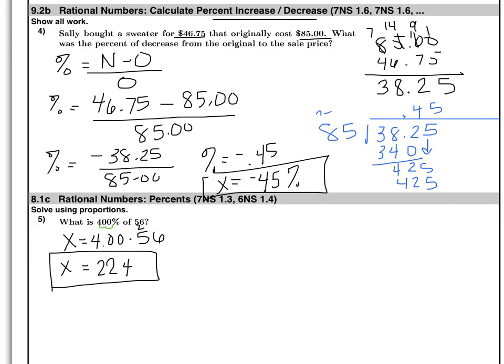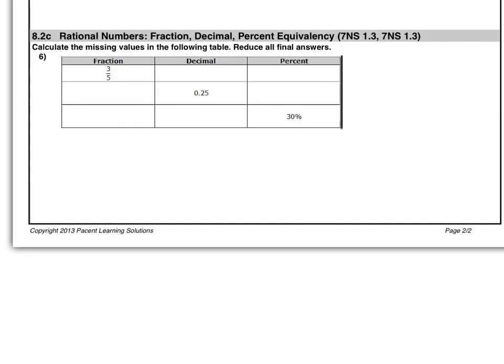And remember, I know that I can do this in my head. If you can't, come over and write it off to the side. 4 times 6 is 24. Carry my 2. 4 times 5 is 20, plus 2 is 22. So our number is 224 is 400% of 56. And I boxed my answer. All right, let's look at number 6. Number 6 is our last problem. And again, it's the same thing that we've been doing.